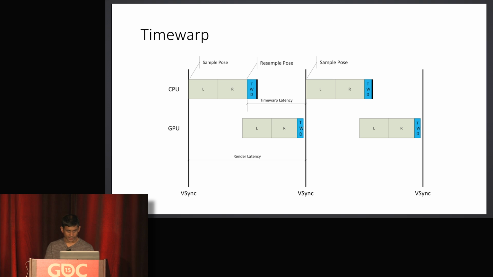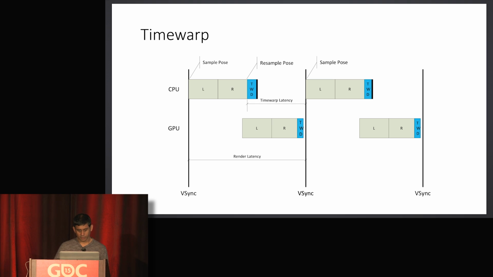So this is what that looks like. Here, we sample the pose at the start of rendering, which is what is used to render the entire frame. But then, before queuing the distortion, we resample the pose, and we use that to adjust the image that is about to be rendered. So this gets queued up to the GPU, and then the GPU just does its distortion just in time before the vsync.